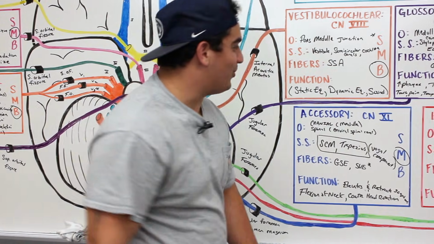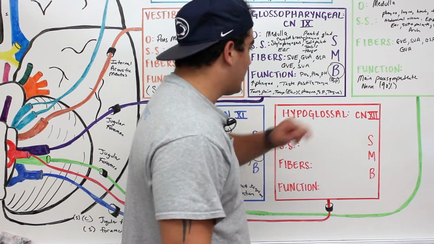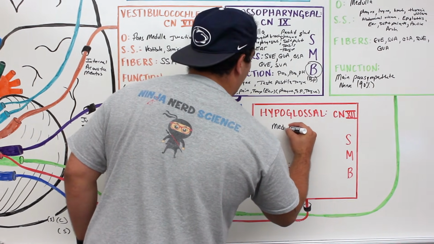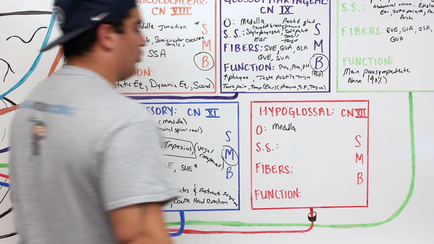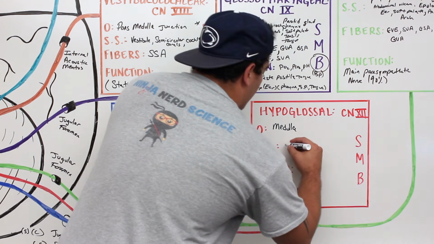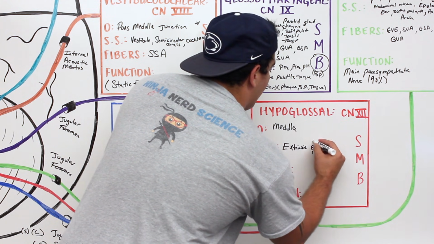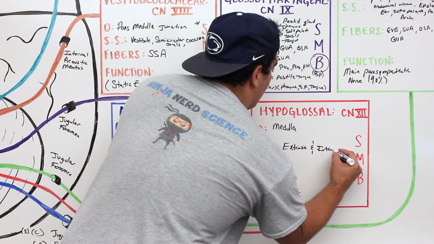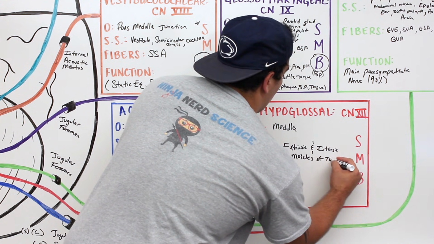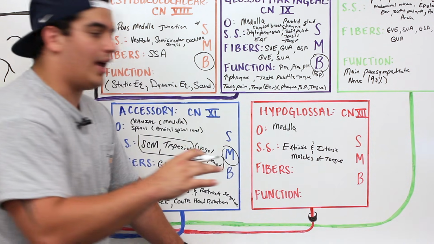Last one. Holy crap, we're going to make it here, guys. Hypoglossal nerve. Where would it originate? This guy's also going to be located within the medulla. So the nuclei for the hypoglossal nerve is located within the medulla of the brainstem. Structures it supplies, keep it very simple. It supplies the extrinsic and intrinsic muscles of the tongue. We already went through every single one of these in great detail. We're not going to mention them again, okay?